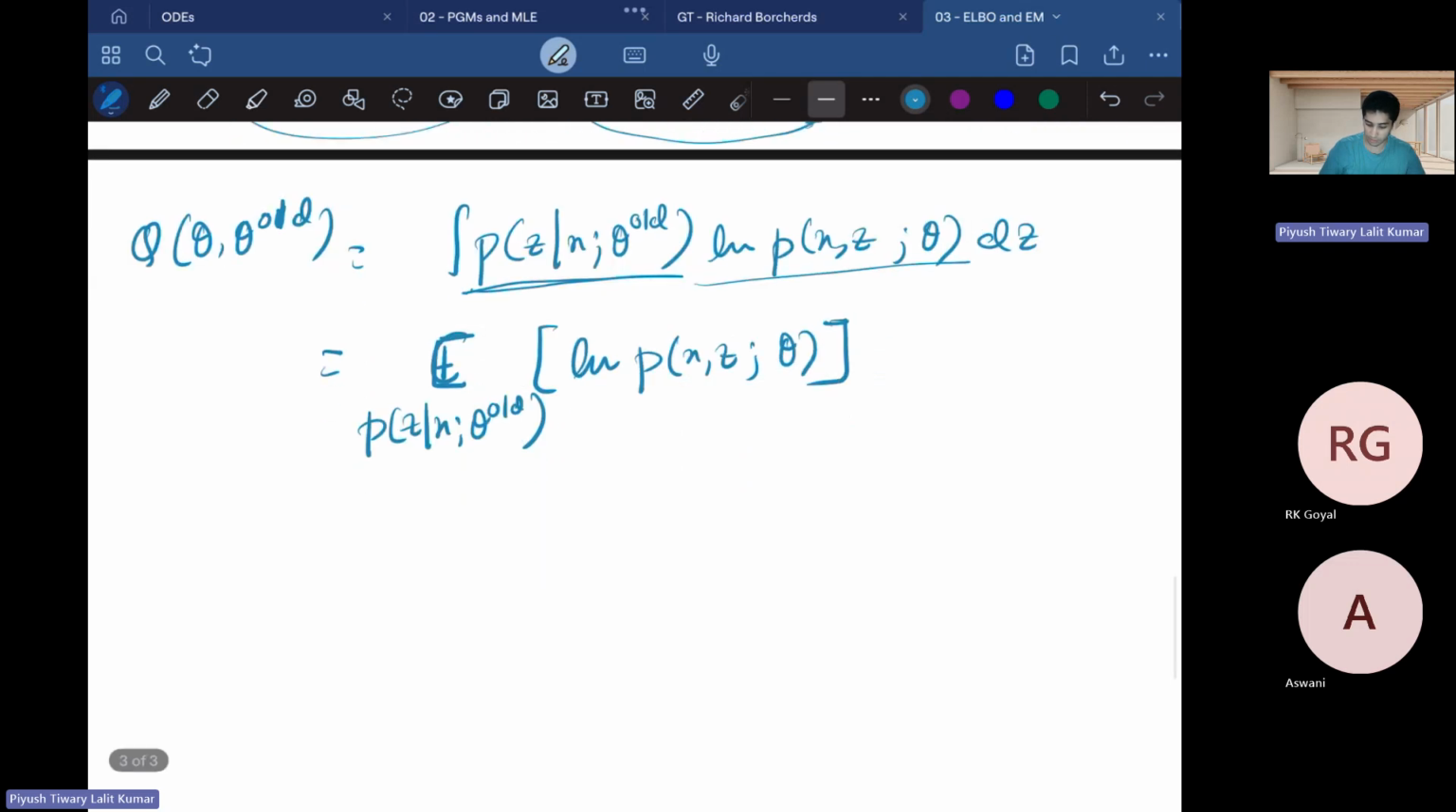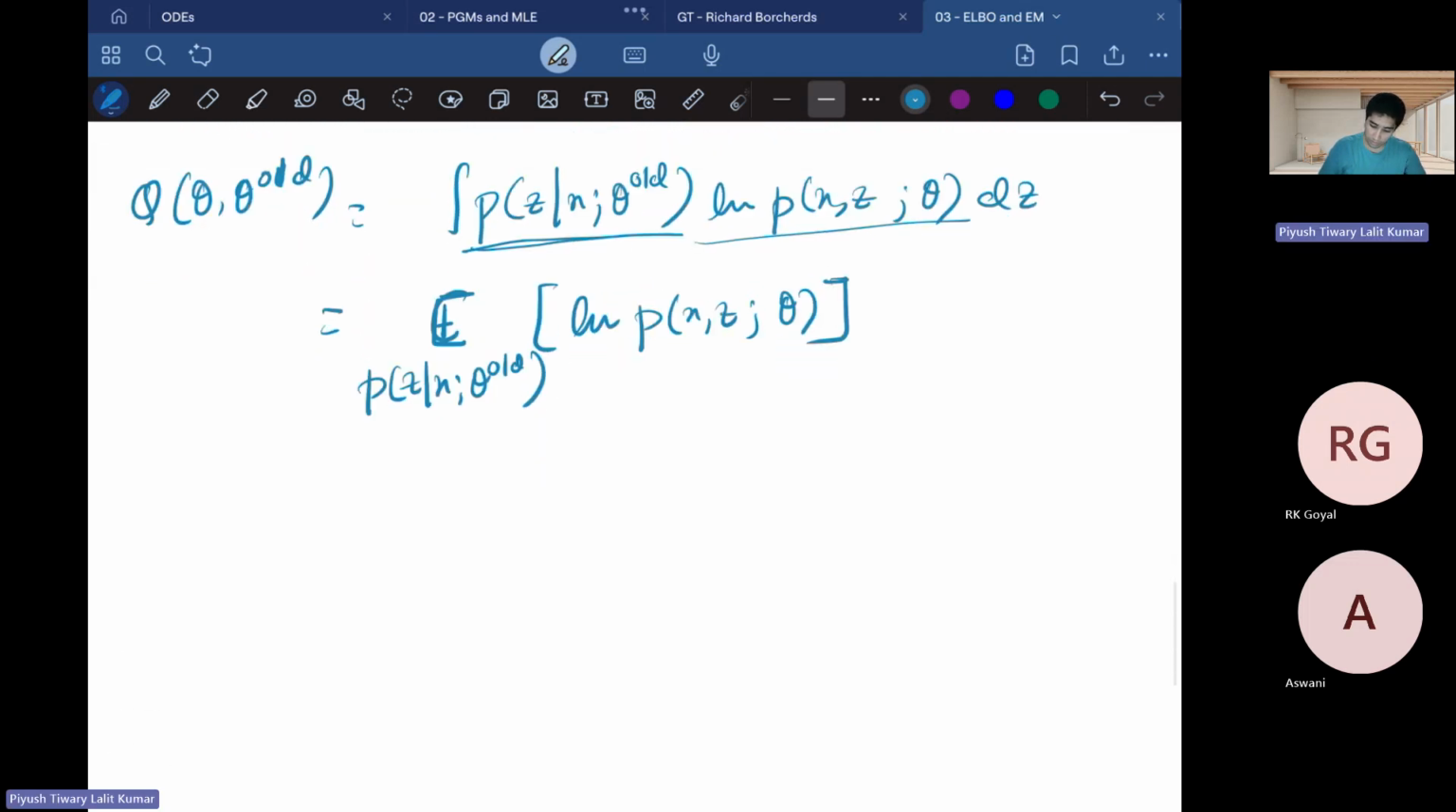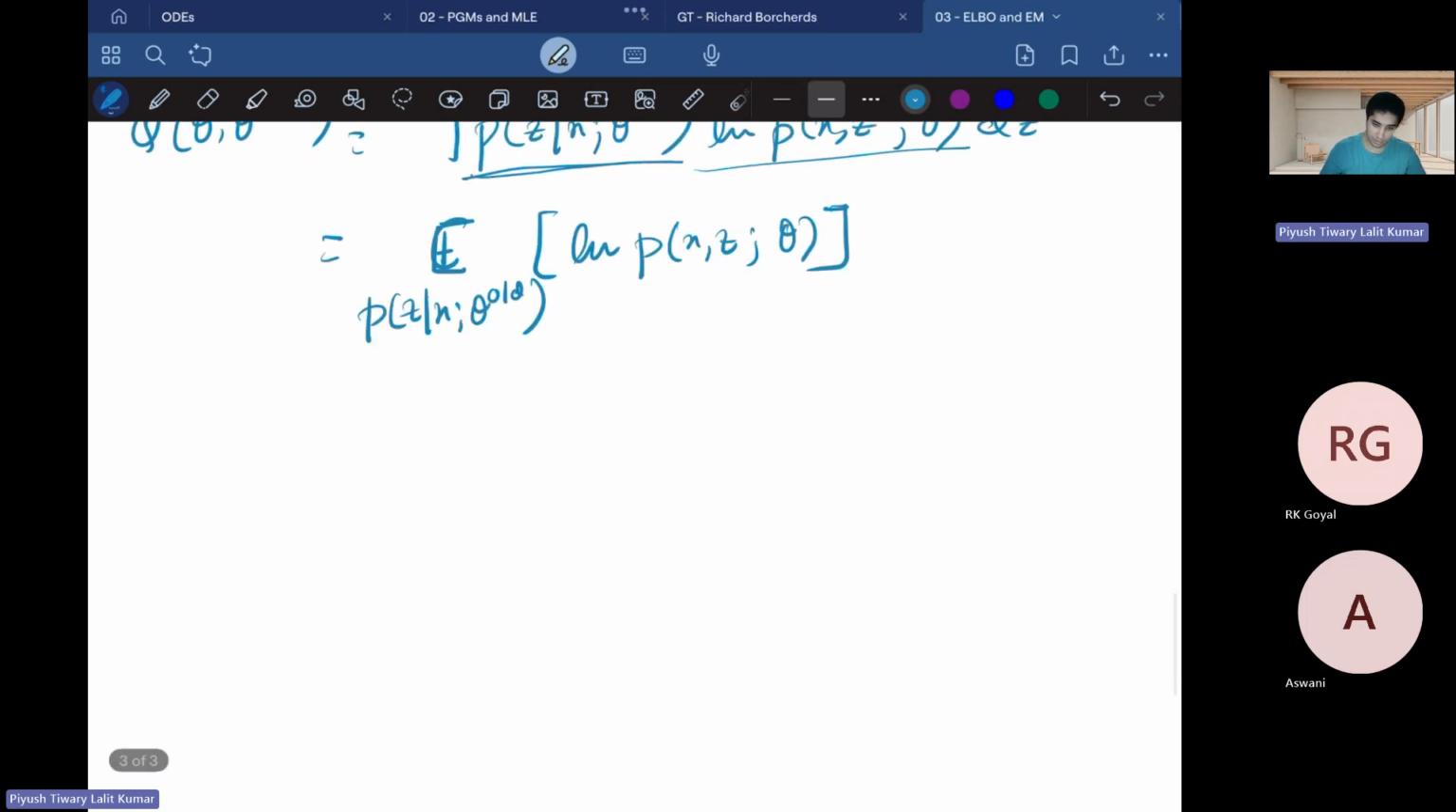So this is an expectation. Now you can optimize. Basically you sample a lot. This is a function of just theta, so you can take the derivative of this with respect to theta and maximize it. That's all. So this is what the EM algorithm eventually is.